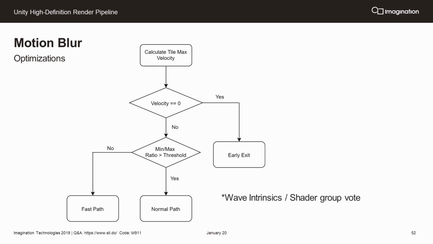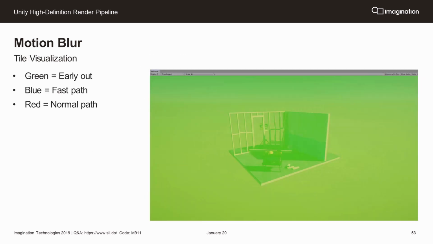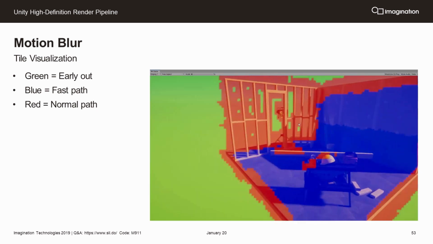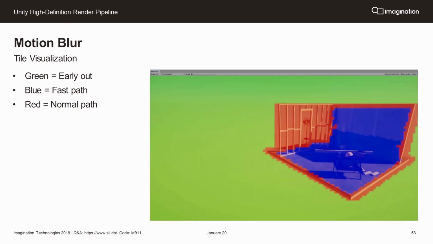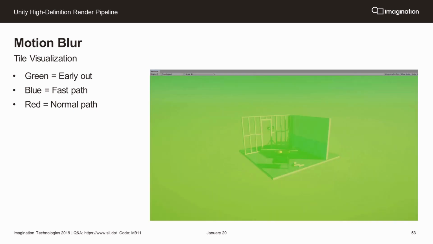Now, they also use wave intrinsics or shader group vote in GLSL to prevent thread divergence when branching. Now, in this video, you can visualize the tile optimizations here. And as you can see, the normal path is only preferred for geometry edges.